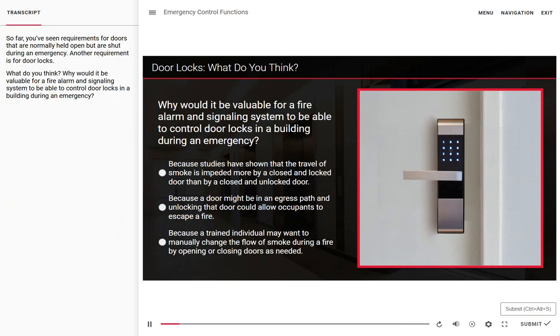So far, you've seen requirements for doors that are normally held open, but are shut during an emergency. Another requirement is for door locks. What do you think? Why would it be valuable for a fire alarm and signaling system to be able to control door locks in a building during an emergency?